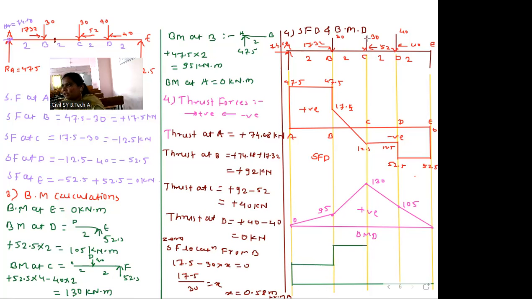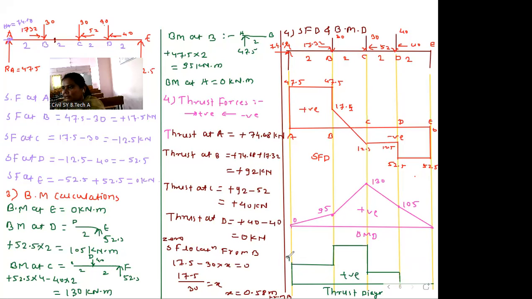After that, at C point, how much thrust? Plus 40. So I think below this. Okay. After that, from C to D, the diagram is constant. And at D, thrust is 0, because at E there is no horizontal force. So diagram is like this. Okay, here continuation. Because of this, you are unable to see. And this is the thrust diagram.